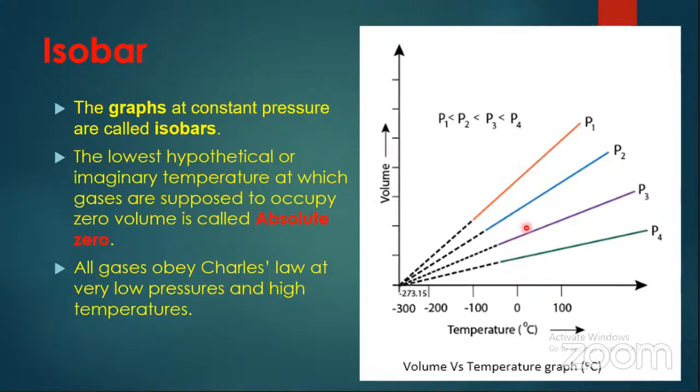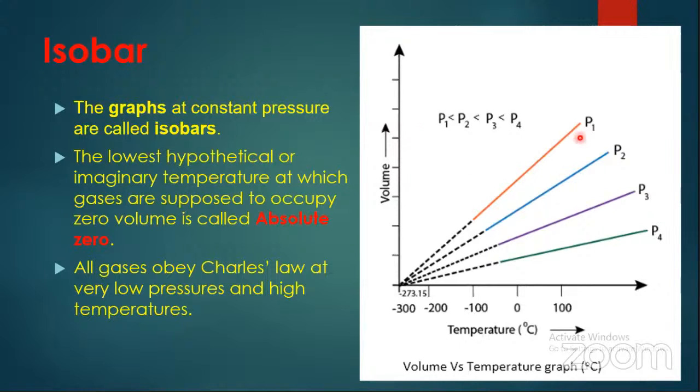I used to feel the same confusion when I was in intermediate. That's why some of the students may find it difficult to understand why four lines are obtained while considering the same pressure. Isobar, the name indicates it. So that's why I'm explaining many times.